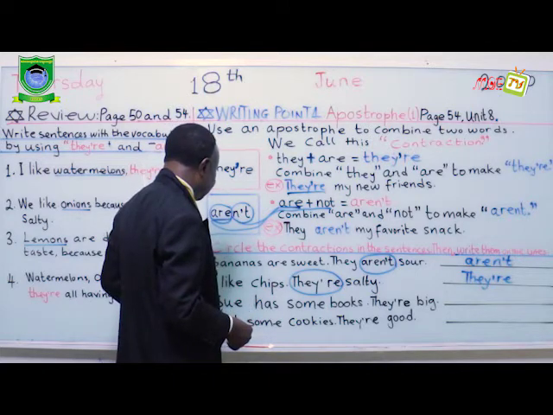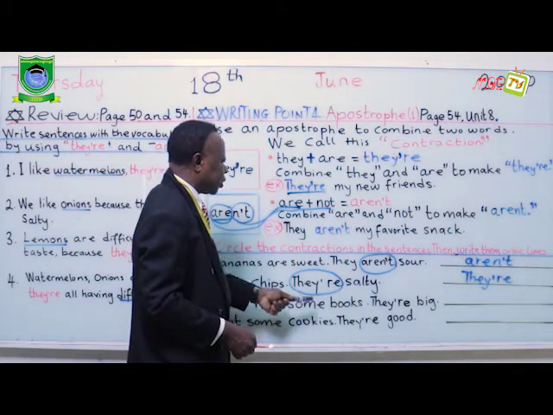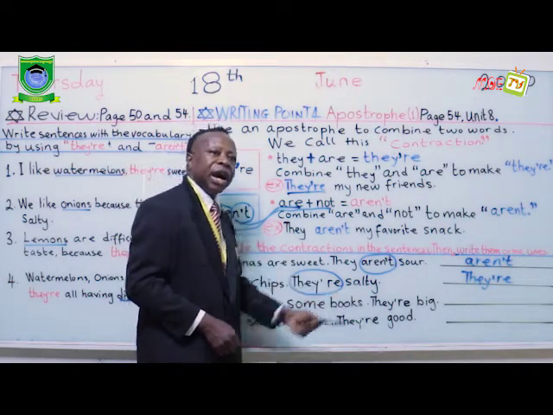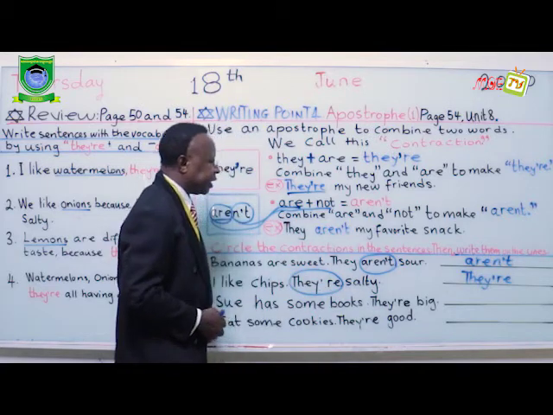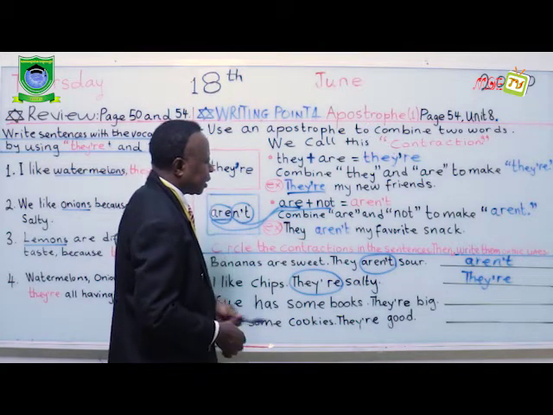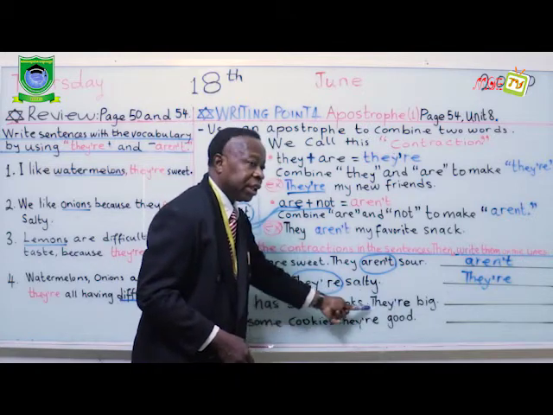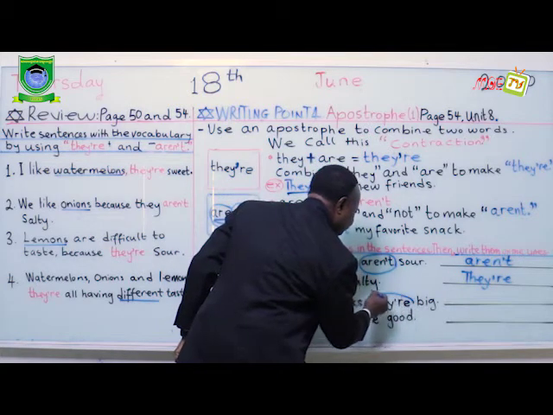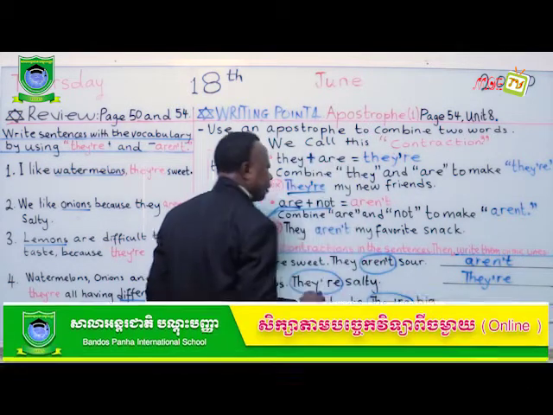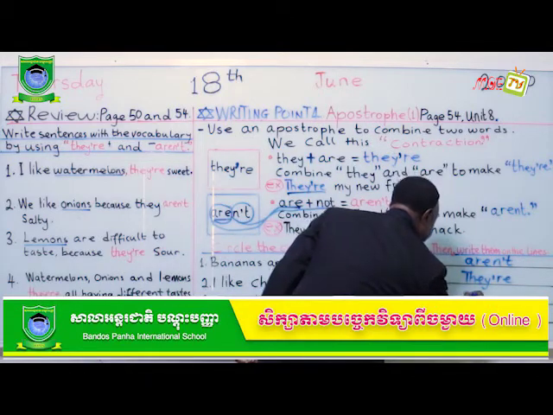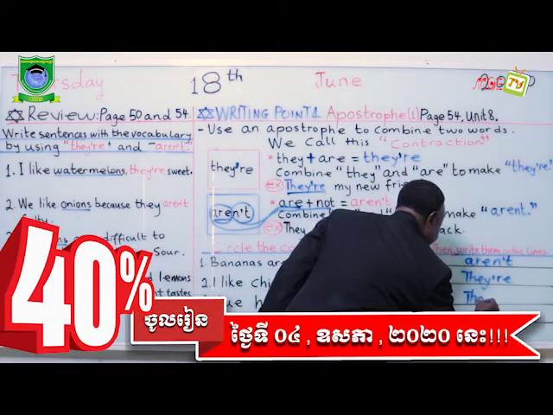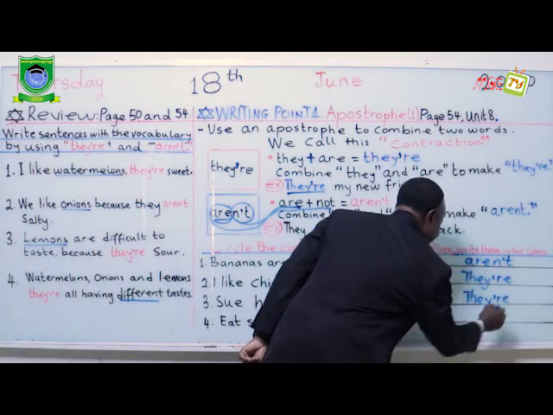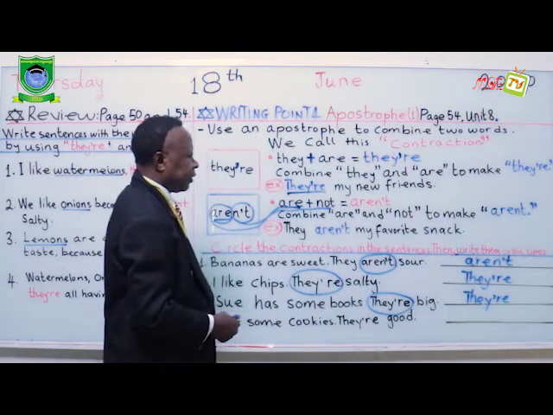Okay, the third sentence, Sue has some books. They are big. Sue has some books. They are big. Where is the contraction in this sentence? So automatically it's they are. So we need to circle they are, and then write it here on the line. So start with capital letter T. Okay, so that is done. They're.